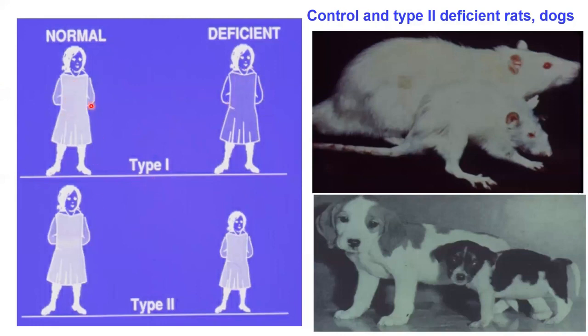But type 2, you can see these are people, cartoons of the same age. In type 2, as I've said, there are no overt signs, but stunting. Growth failure is the key dominant feature. These are also examples of rats and dogs, same age, but one deprived of type 2. You can see how these rats or dogs became stunted, with growth failure.